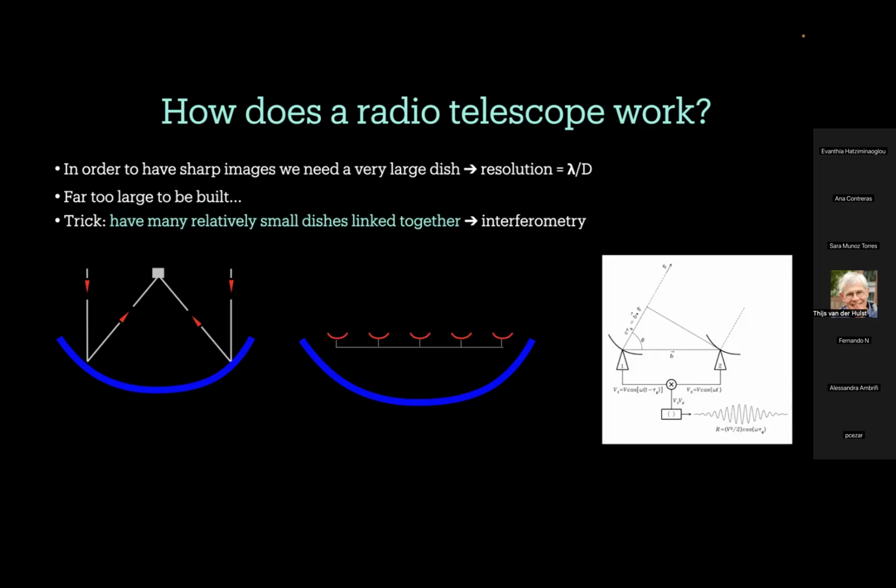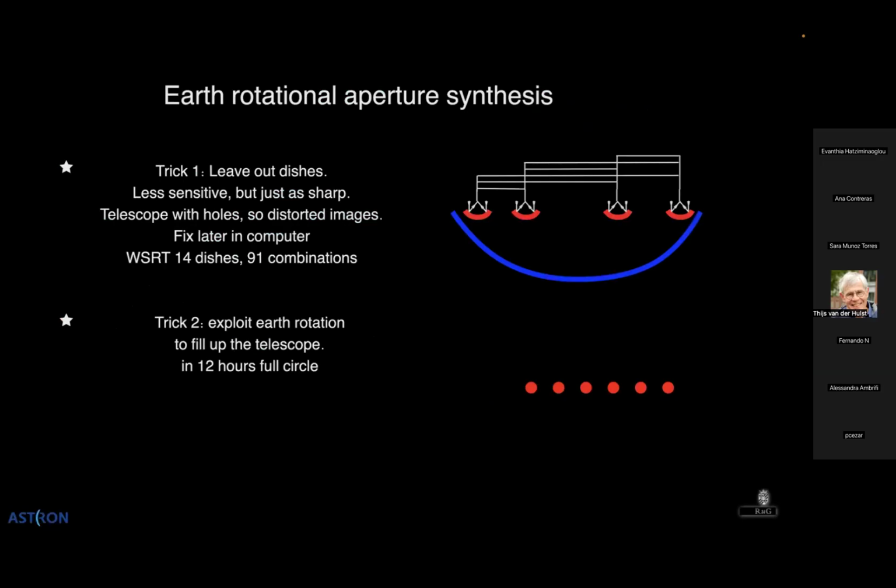So in principle, you could cover this area all with small dishes and combine them electronically. Obviously, still you have to fill this aperture of, say, 40 kilometers or even more. So that's still not feasible. It's 25 million dishes covering an area of 40 kilometers. It's not feasible.